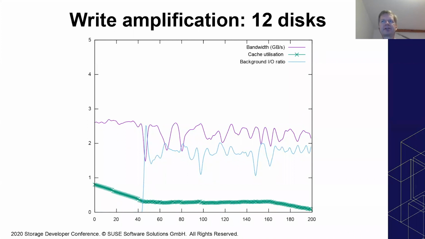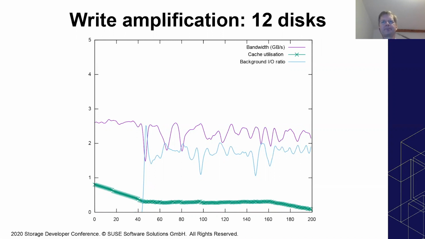And with 12 disks, we have a similar pattern again, that some drop in performance can be explained with the write amplification starting, especially the drop in performance right at the start at around 45, which correlates neatly to a spike in write amplification. So that's certainly caused by that.